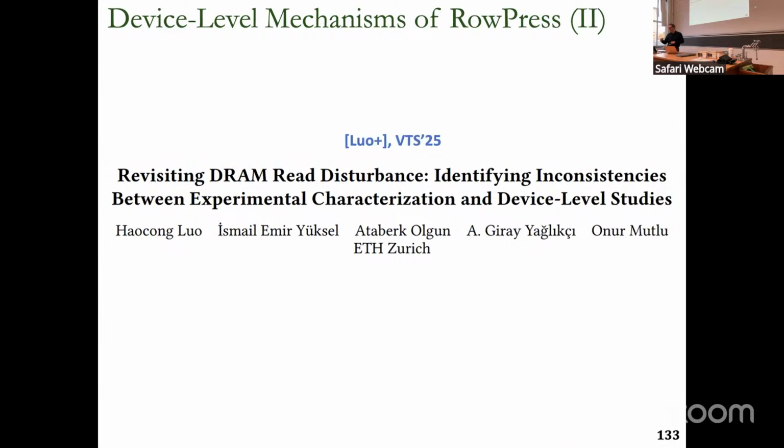Okay, this is Haocong Luo's more recent work. We have been trying to understand some disparities between those device level works and what we observed at the system level. And this is a paper that describes what the disparities are. Device level works that are published predict something, but at the system level, we're seeing something else. Again, I'm not going to describe exactly what those are. For example, bit flip direction: we expect the bit flips to be from 1 to 0 based on the device level modeling, but we see 0 to 1 bit flips. Why? We don't know, basically. So there are some inconsistencies between our device level understanding and the system level testing.